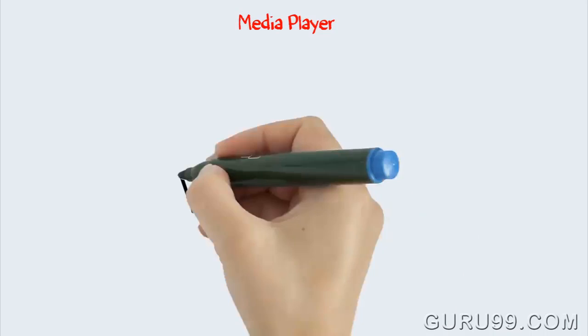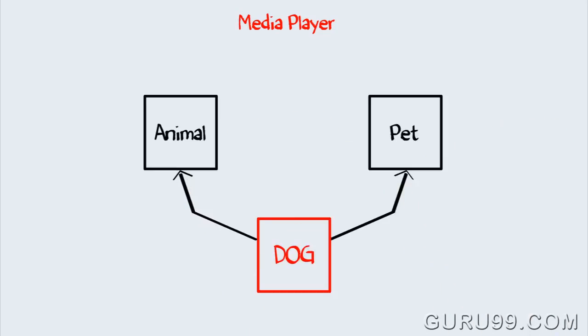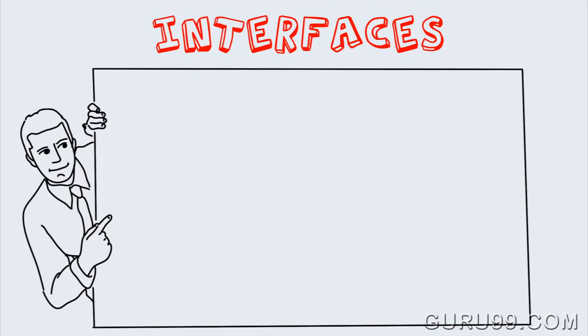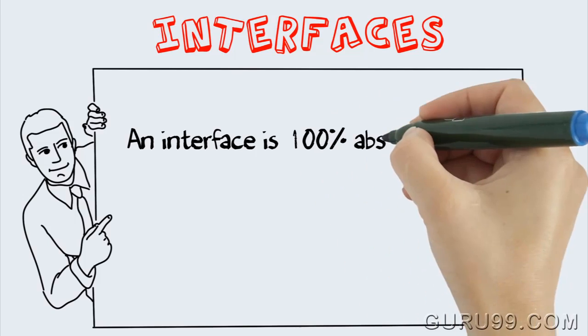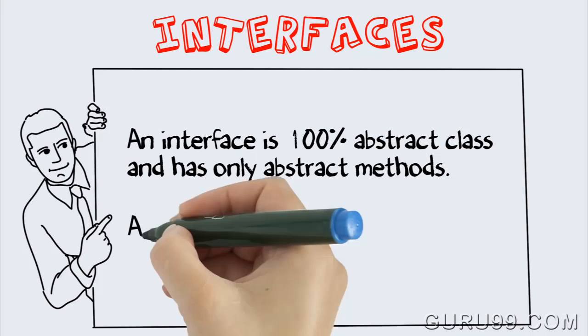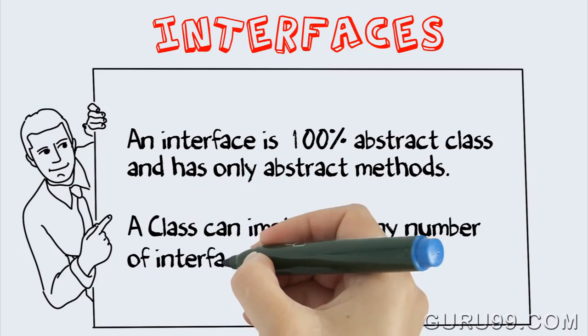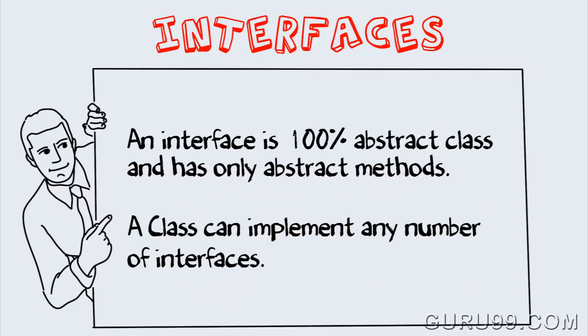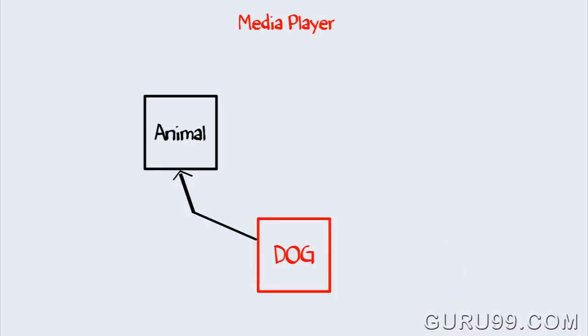But suppose you have requirements where your class Dog is inheriting class Animal and class Pet. But you cannot extend two classes in Java. So what would you do? The solution is interface. An interface is a 100% abstract class and has only abstract methods. A class can implement any number of interfaces. Class Dog can extend class Animal and implement interface Pet.